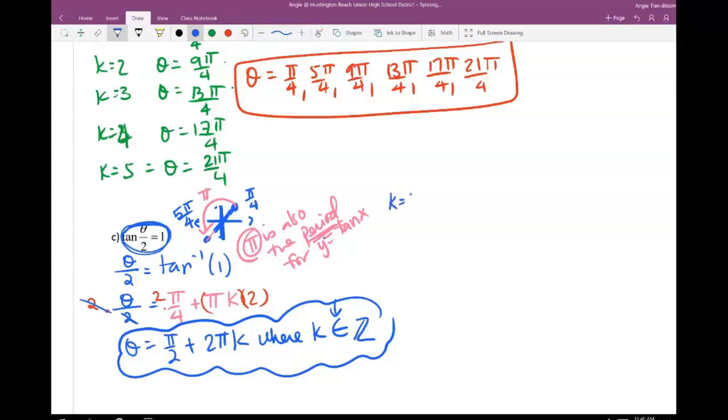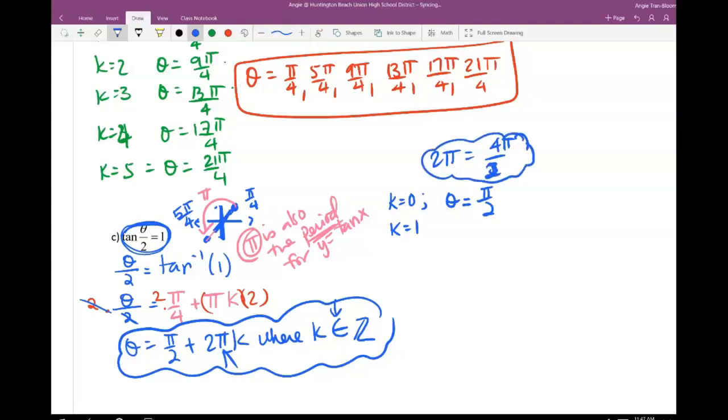I'm gonna let k be 0. If k is 0, then I'm gonna have an angle at pi over 2. K is 1. Then if you see this, I'm really adding 2 pi, it's like 4 pi over 2, right? Common denominator, okay? So if I add 4 pi over 2 to pi over 2, then now I have 5 pi over 2, okay, k equals 2. Add another 4 pi over 2, that's 9 pi over 2, okay, k equals 3.